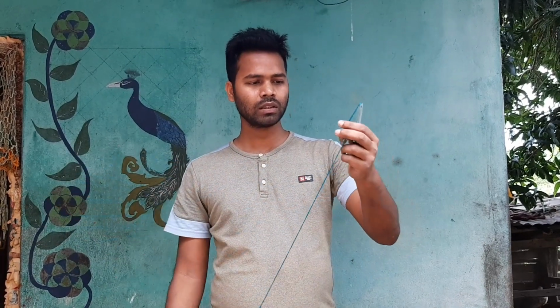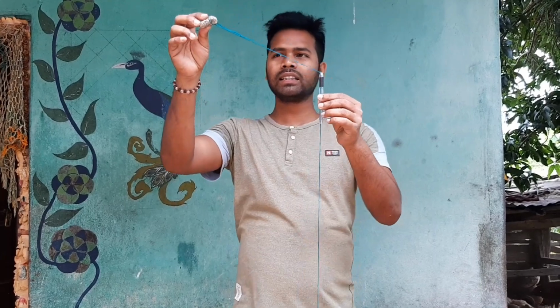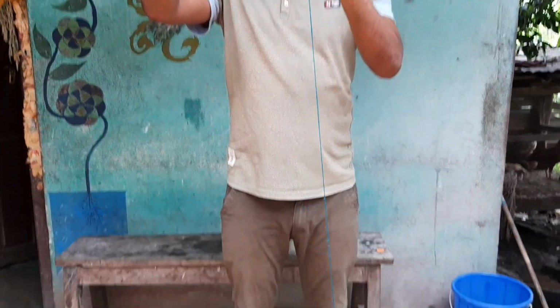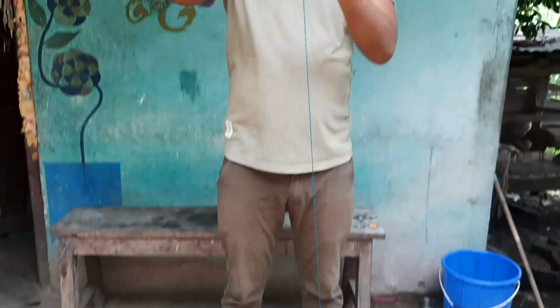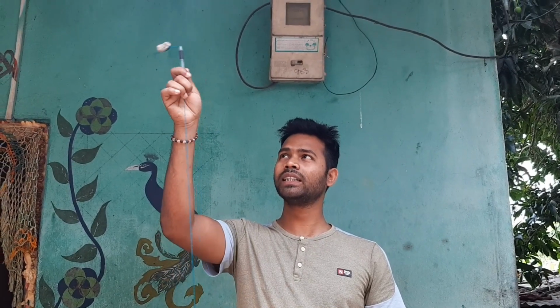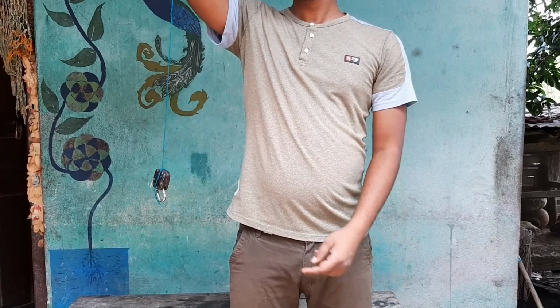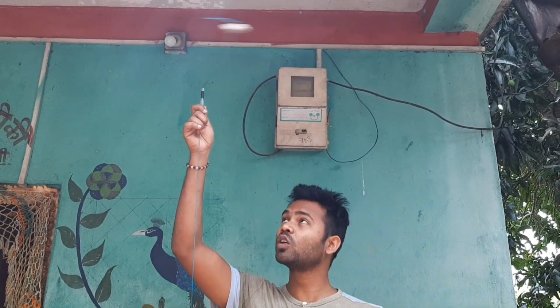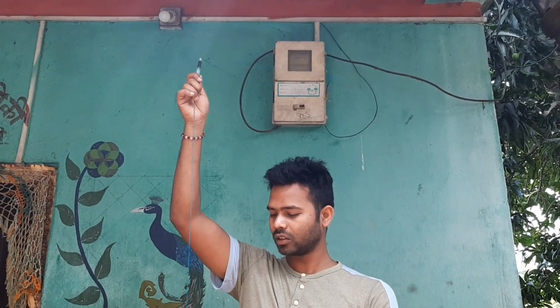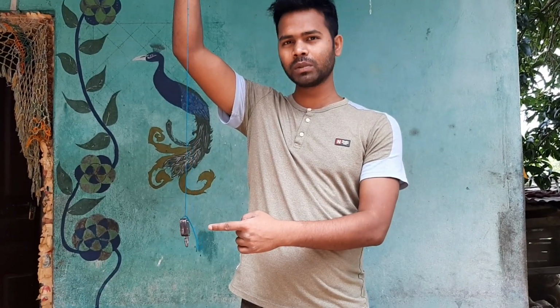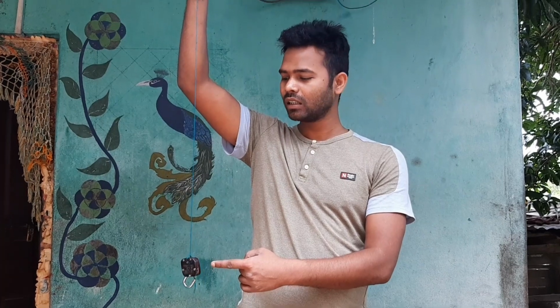Initially I will leave it, the thread slides. Okay, now I will start to rotate it. As I rotate, the thread slides off, and you can see the upward body is moving with a certain velocity, and the downward, this heavier object, is standing still.